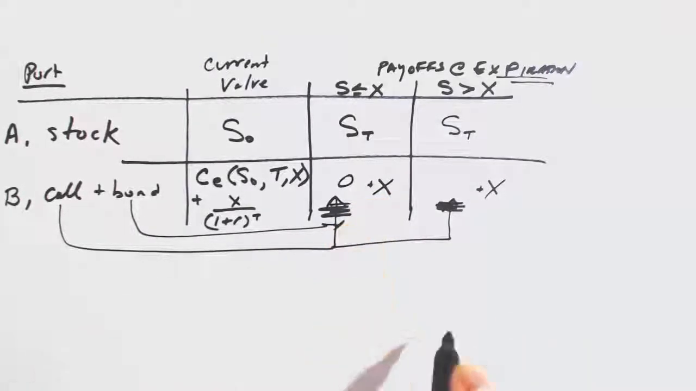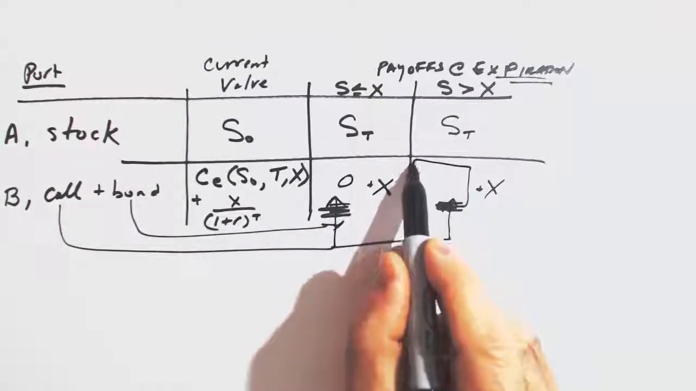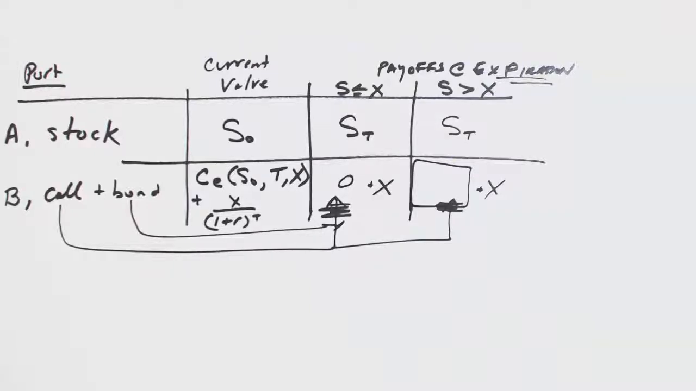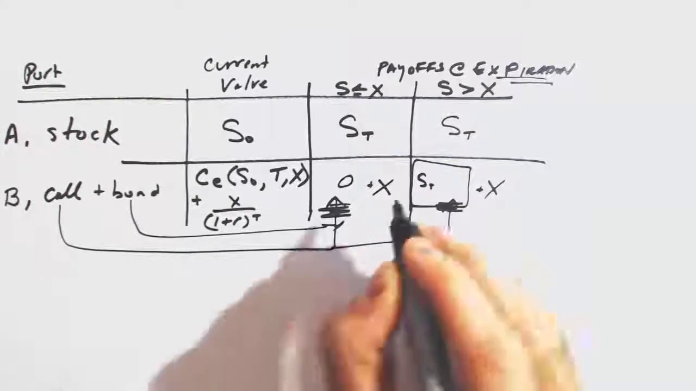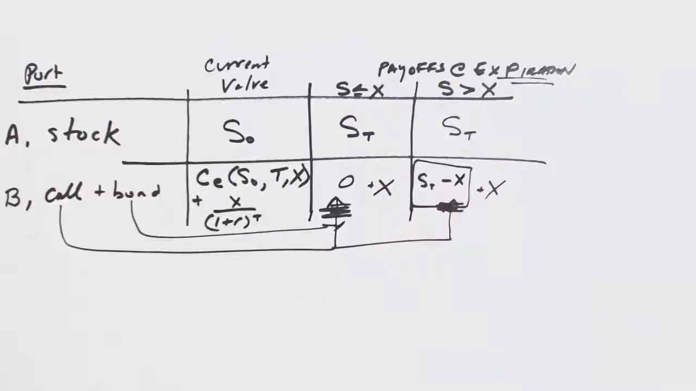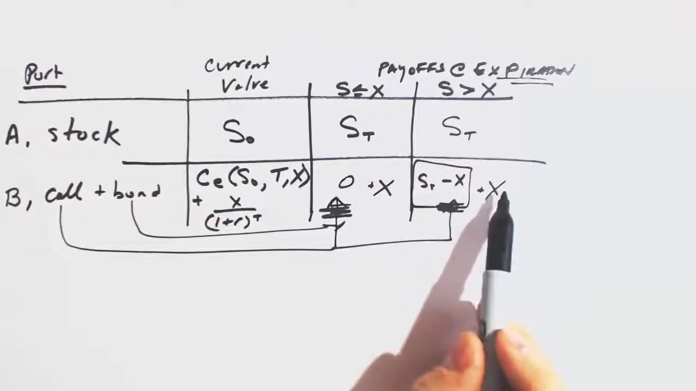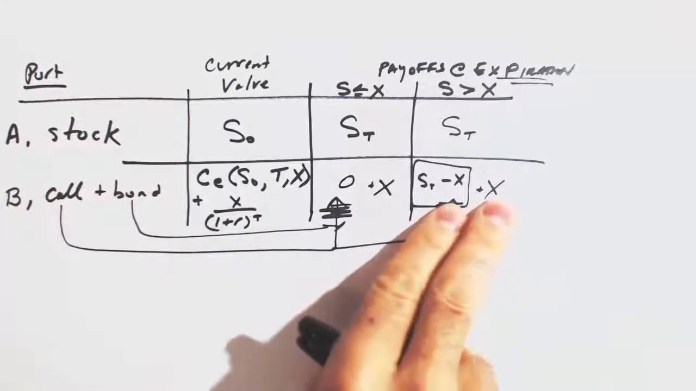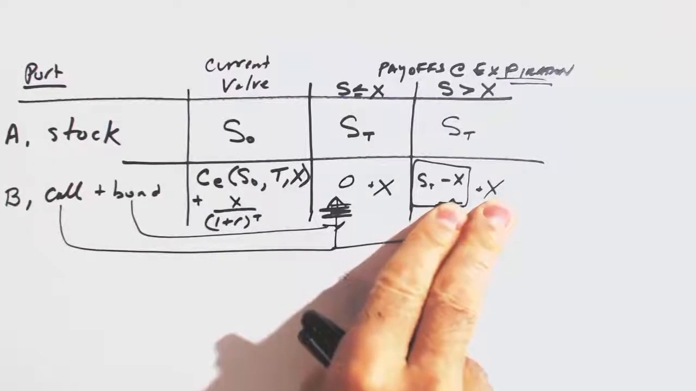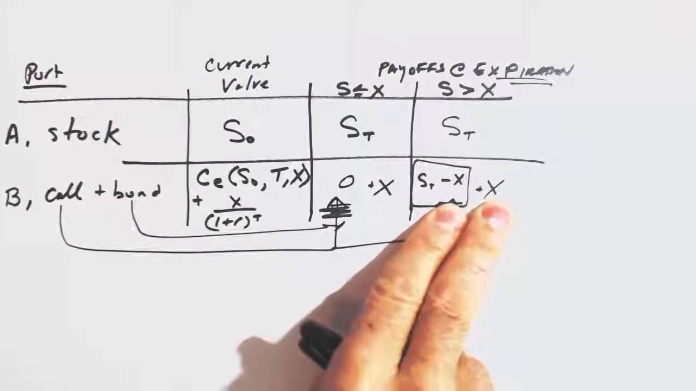Now, it's a little more complicated when you have this call and the call is in the money. Well, if the call is in the money, what you end up getting is whatever the stock price is, ST, minus X. That's what you get with the option. So the sum of this is the value of this B portfolio at expiration when the option is in the money.